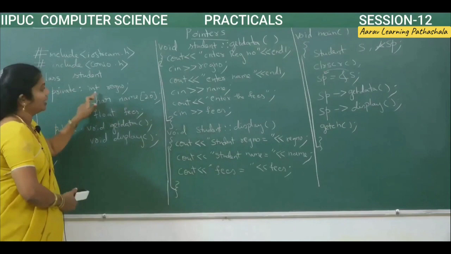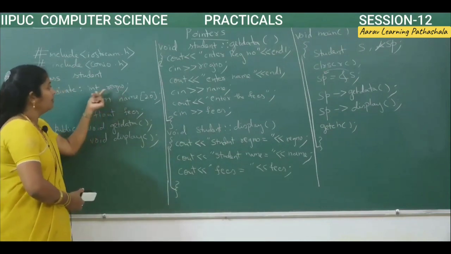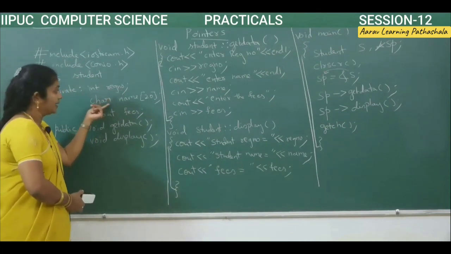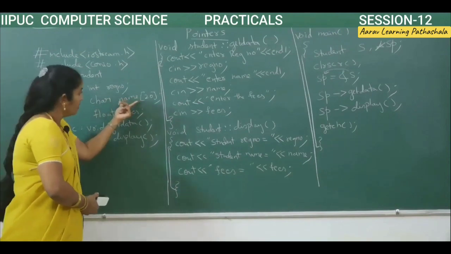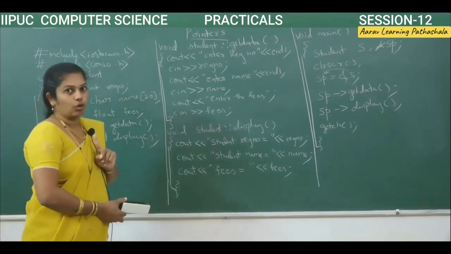Here in the private section declare the variables. Register number we declare in integer format. Character name, whereas character takes only one character.